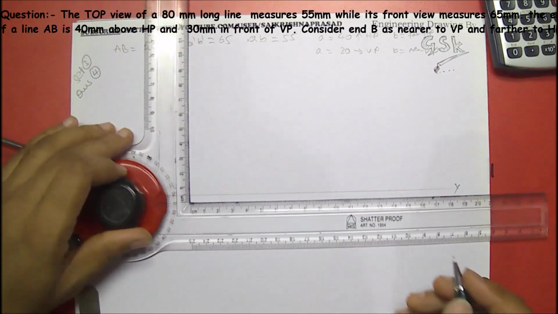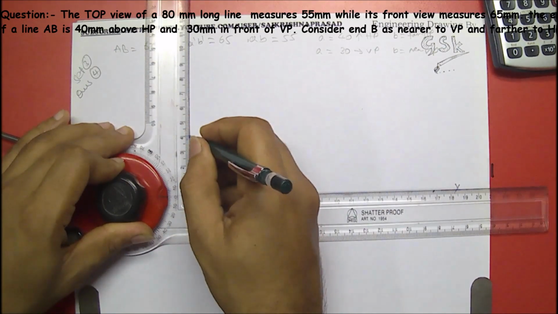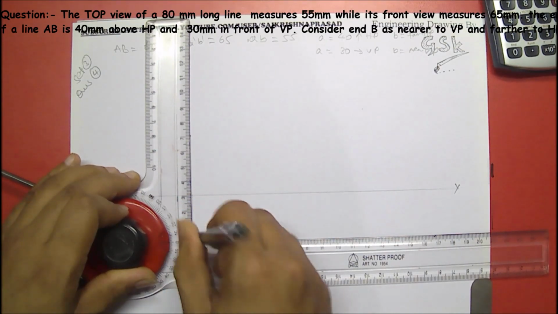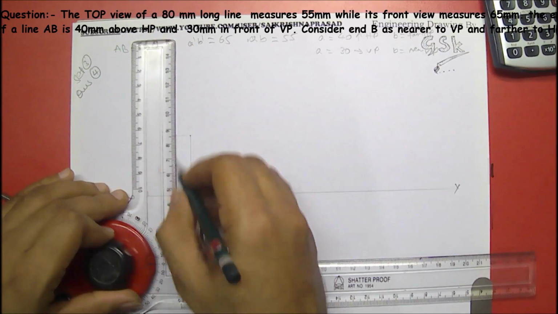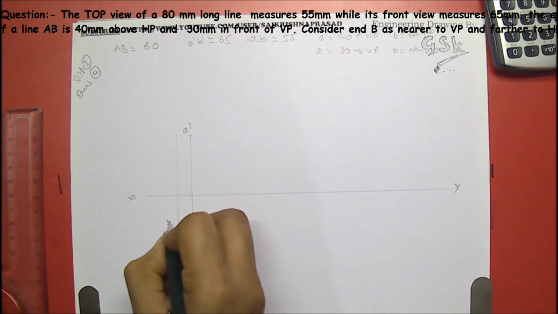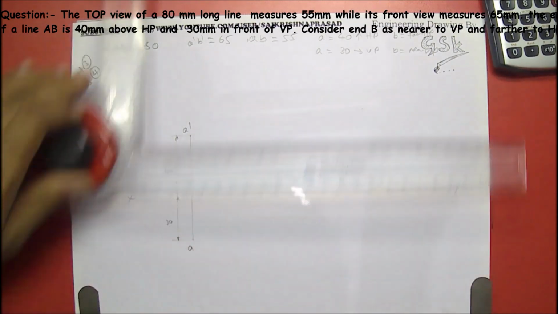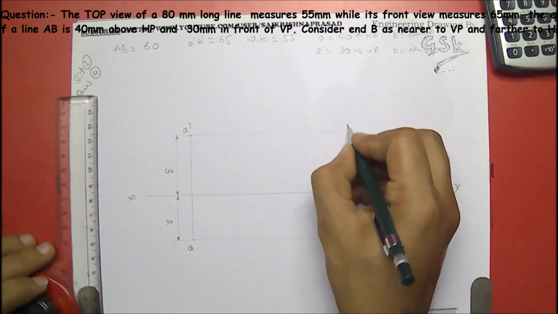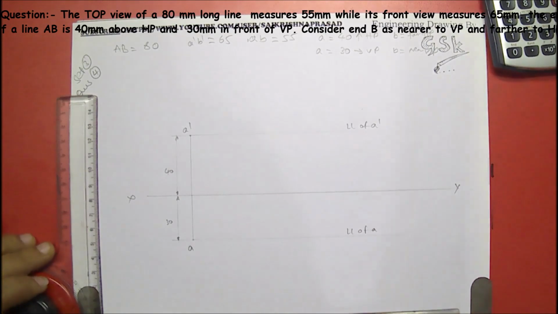XY, I'll be locating the A point, that is 40 mm above the HP and 30 mm below the VP. This is A dash, this is A, this is 30 mm, this is 40, right? Let's draw the locus lines. LL of A dash, LL of A, right?